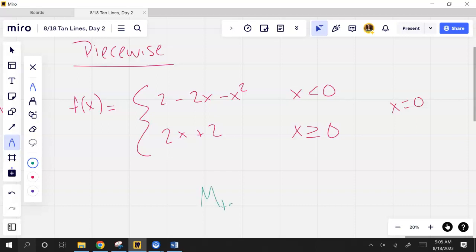The slope of the tan line from the left has to equal the slope of the tan line from the right in order for the function itself to have a tan line at that point. It's kind of like the limit from the left had to equal the limit from the right and had to equal the function value in order for it to be continuous. It's the same kind of thing. The slope from the left has to equal the slope from the right. And if that happens, then the slope of the tan line at x equals 0 is that value. So you work out both of them and see if they're equal at 0. If not, then no, it does not have a tan line at that point.